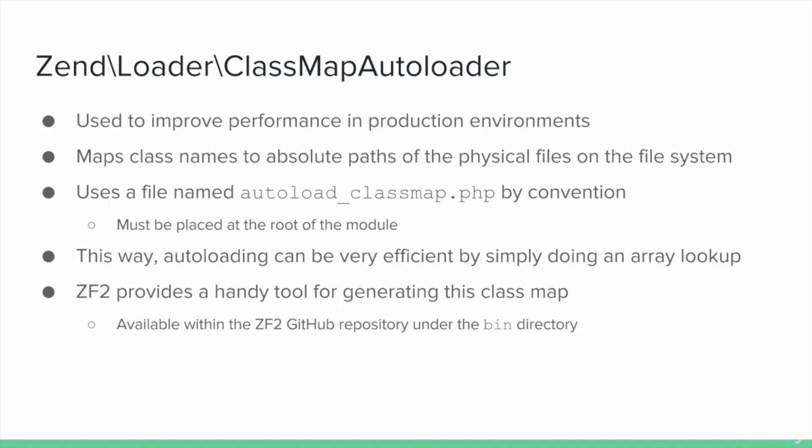So we just look up by key into an array with the class name, and we'll get the path directly on the file system, so we don't have to do any normalization, removing underscores, working with directory separators, and so on. And something that's very handy is that Zend Framework 2 provides a tool for generating this class map. This is available within the Zend Framework 2 GitHub repository under the bin directory. And this is very useful because you will see that it becomes a very tedious process to write this by hand. It will take a long time and it will be hard to maintain.